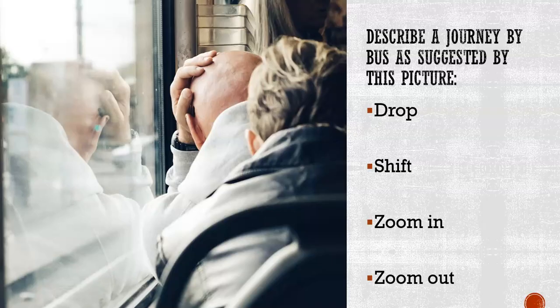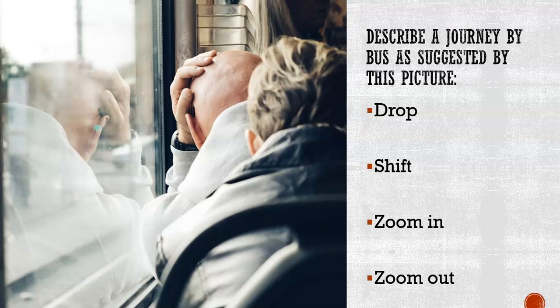Now, describe the journey by bus as suggested by this picture, question 5. I have actually chosen my own picture for question 5, partly to avoid copyright, but more I actually think this picture is perhaps a little bit more interesting, or if you've done the Rosabel paper before, you can choose this image instead. Now, again, I'm going to put a link to my creative writing video, but essentially you need to drop into a detail, shift, zoom in, zoom out, and you'll notice the similarities between this and the structure question.